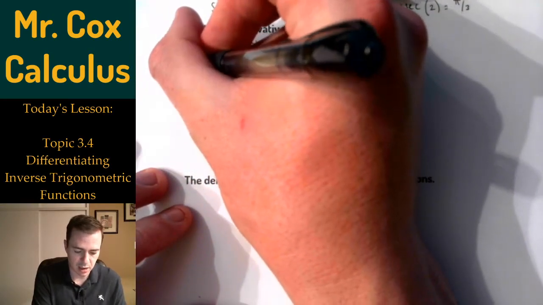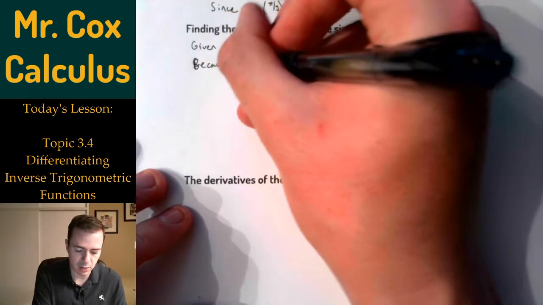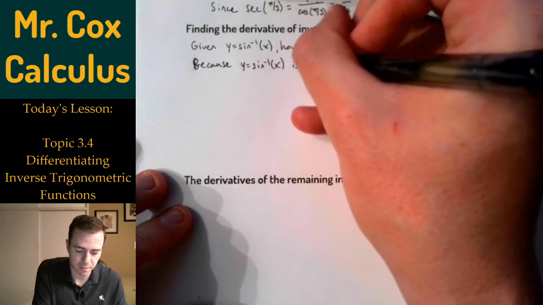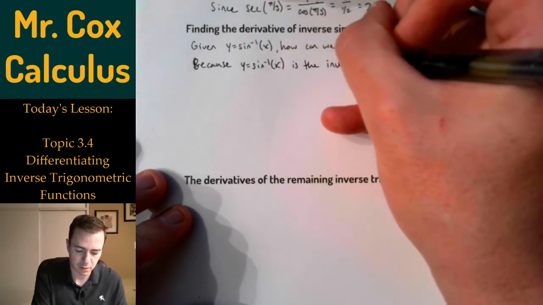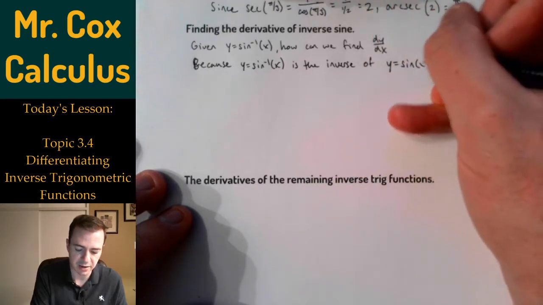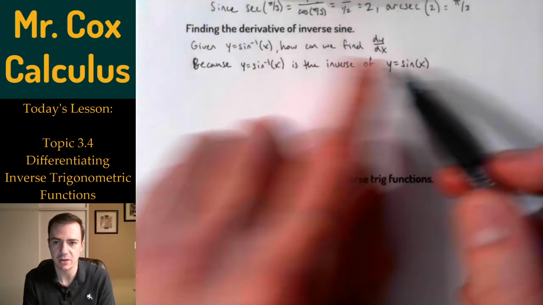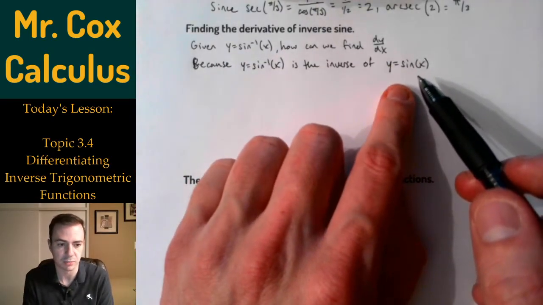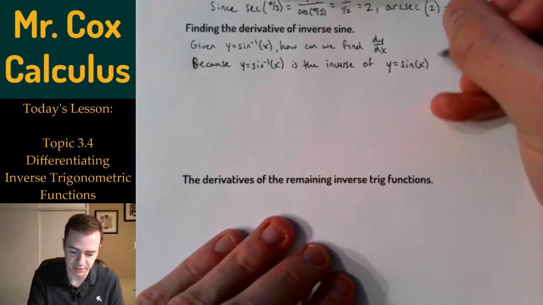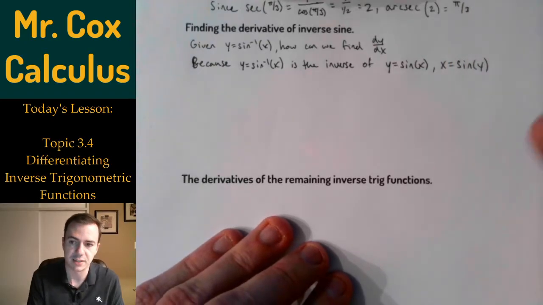So I can say, because y equals the inverse sine of x, the inverse of y equals the sine of x. And then just by definition, this function right here is the inverse of this function. Well, if I have this function and want to know its inverse, I just take the x's and the y's and swap them. That means that x is equal to the sine of y.